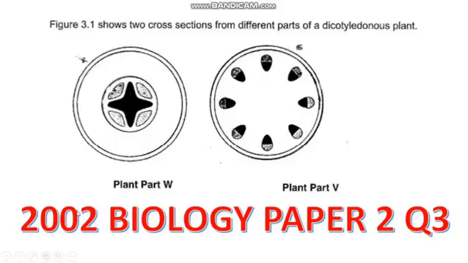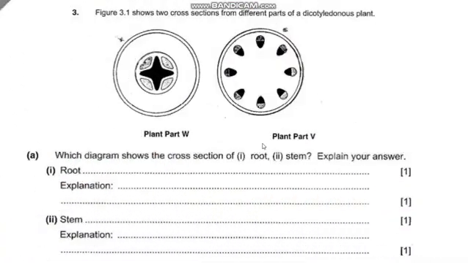So in this presentation we are going to answer biology paper 2 question 3 for 2002. So let us look at our question. So here is our question 3. Figure 3.1 shows two cross sections from different parts of a dicotyledonous plant. So this is figure 3.1, which is showing two cross sections from different parts of the dicotyledonous plant.